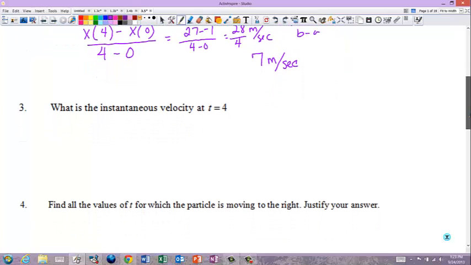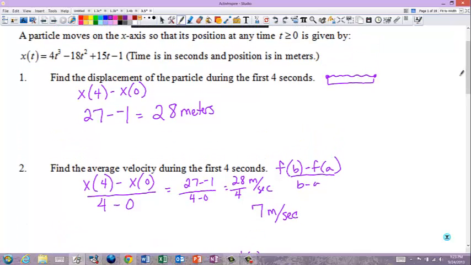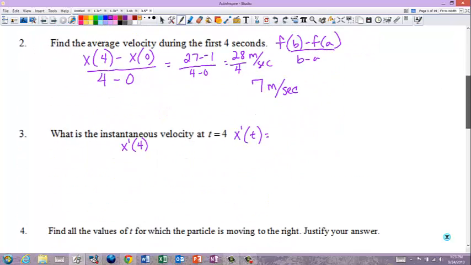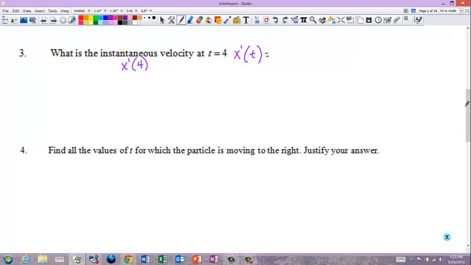What is the instantaneous velocity at t equals 4? When you think instantaneous, you think derivative. So I want to find x prime of 4. So I'm going to do x prime of t. The derivative of this would be, I'm just going to look at my paper and do it. 3 times 4 is 12t squared, minus 2 times 18 is 36t, plus 15. And then I fill in 4, so 12 times 4 squared minus 36 times 4 plus 15.